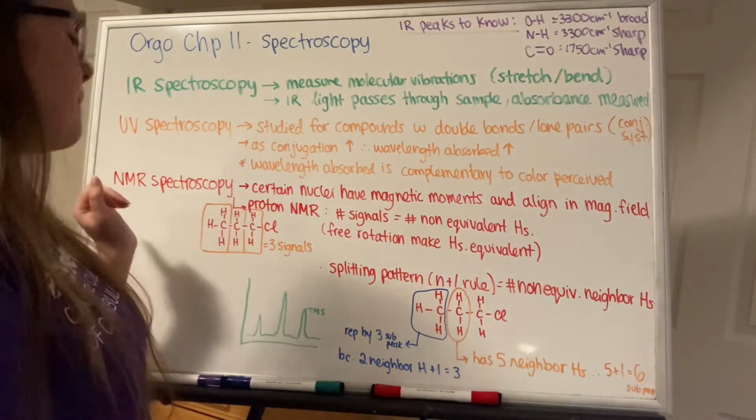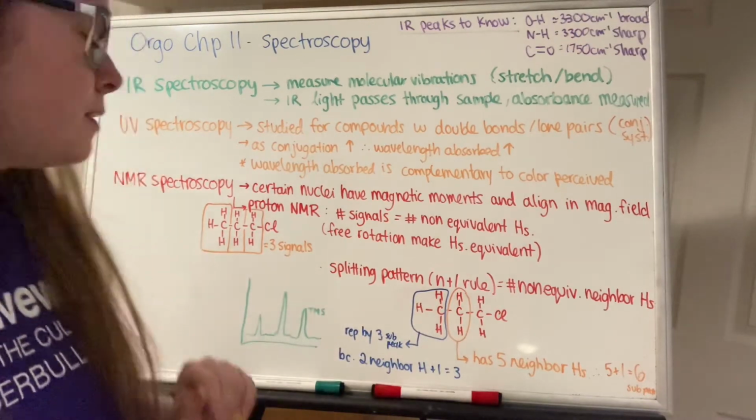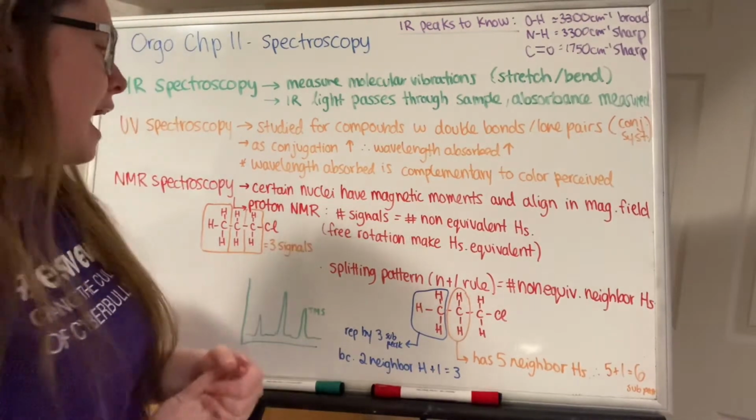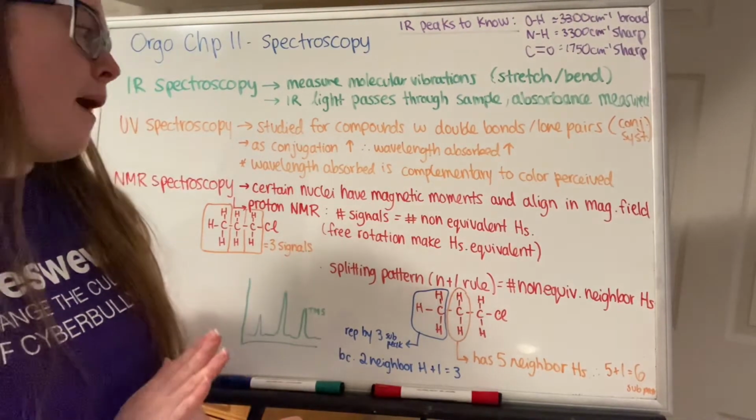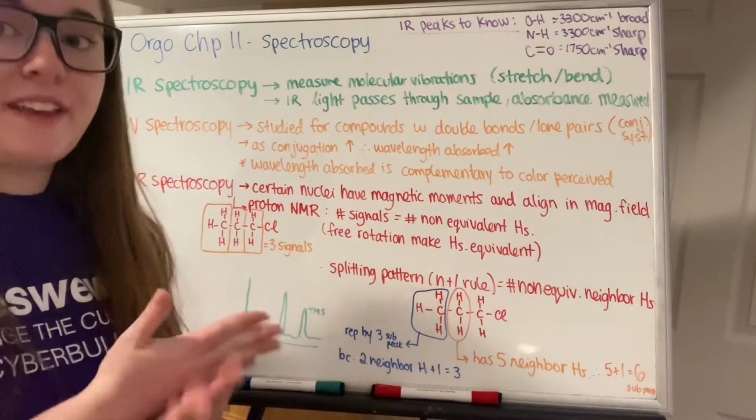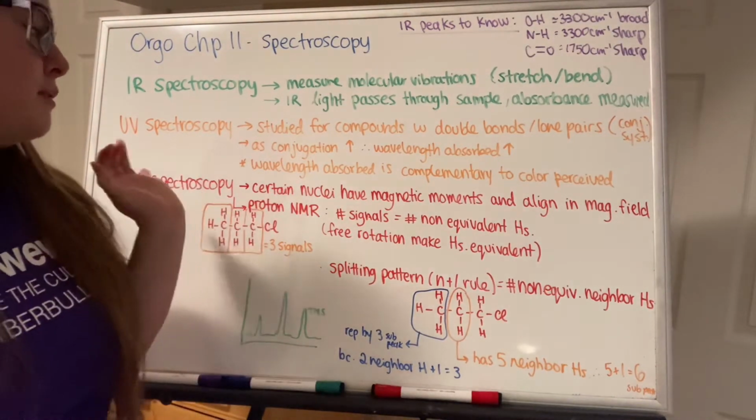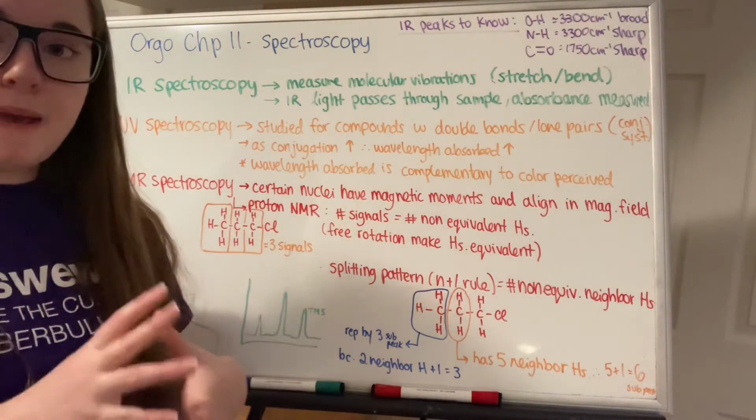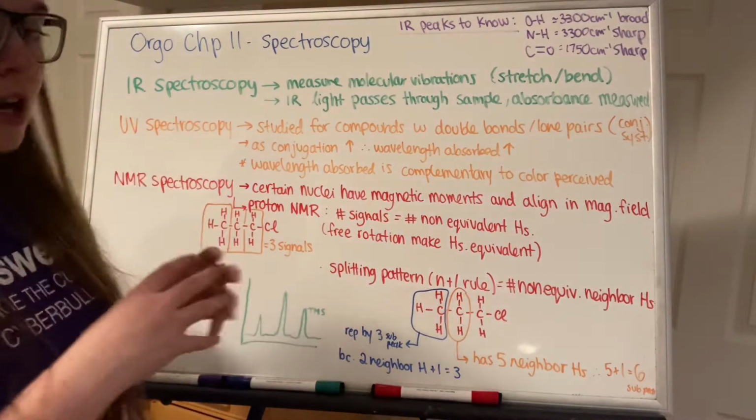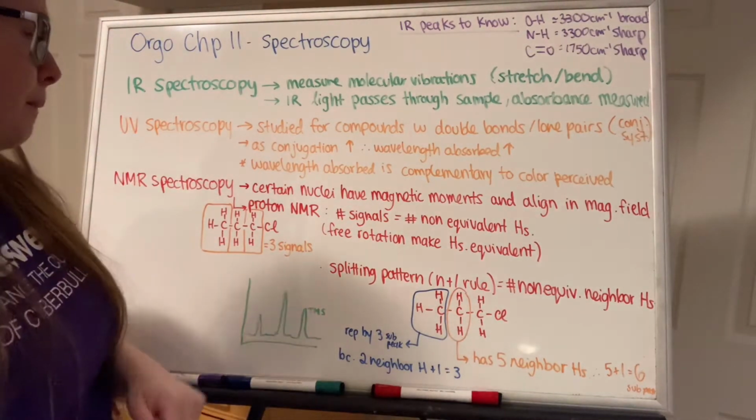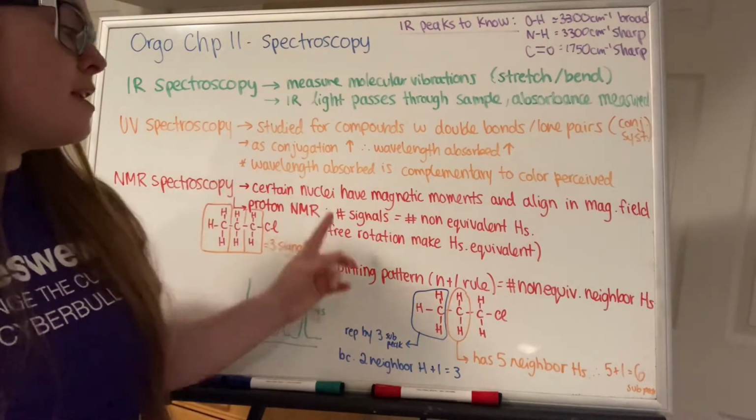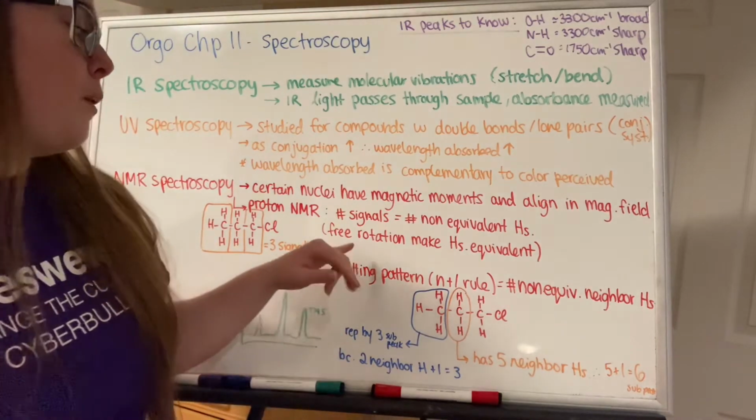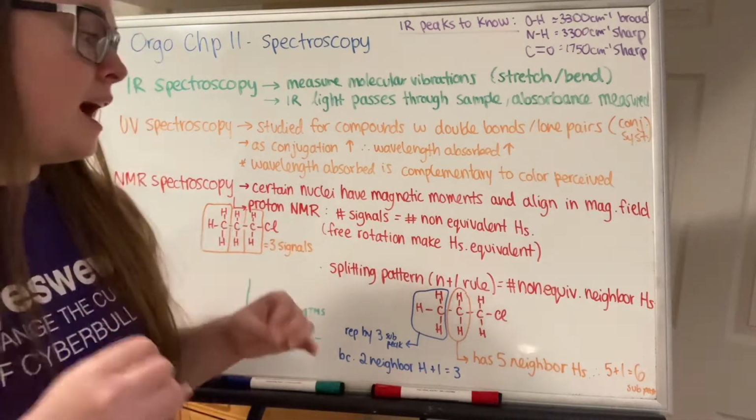Now, finally, we have NMR spectroscopy, which is a little more detailed. Basically, NMR spectroscopy uses the fact that certain nuclei have magnetic moments and align in a magnetic field. This type of spectroscopy can be used to determine functional groups and the chemical makeup, and is based around the proton aspect of it. So for example, in proton NMR, the number of signals is equal to the number of non-equivalent hydrogens. Free rotation makes hydrogens equivalent.